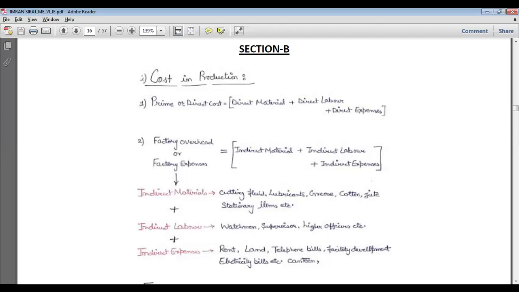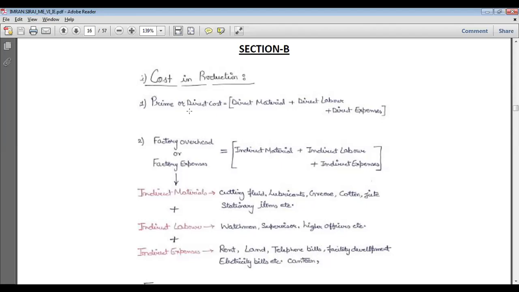At the same time, indirect expenses are also to be recovered by the product, because these are involved in producing a certain product. Indirect expenses are rent, land, telephone bills, facility development, electricity bills, canteens, etc. These are indirect expenses that are involved with the production.